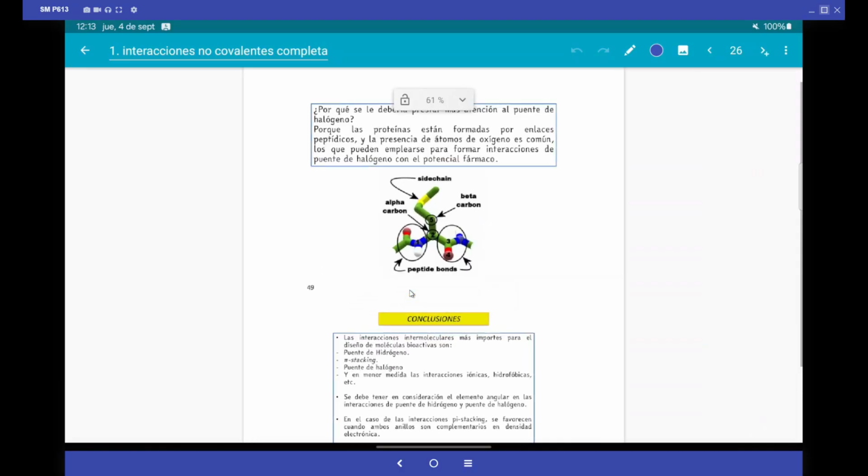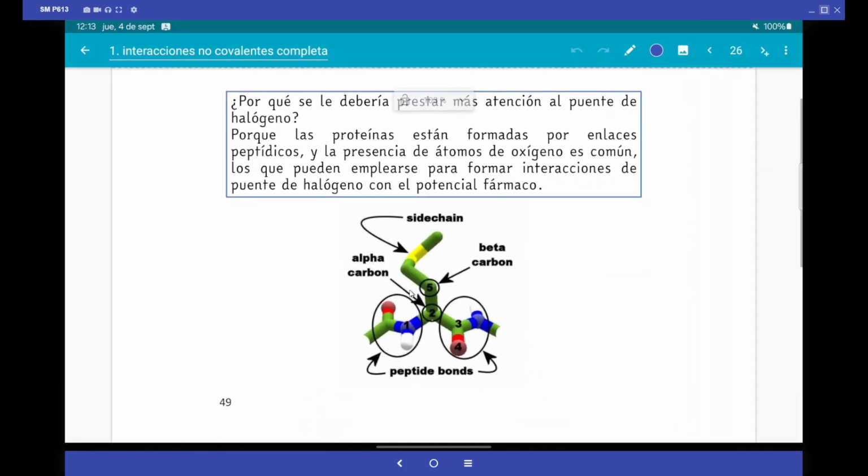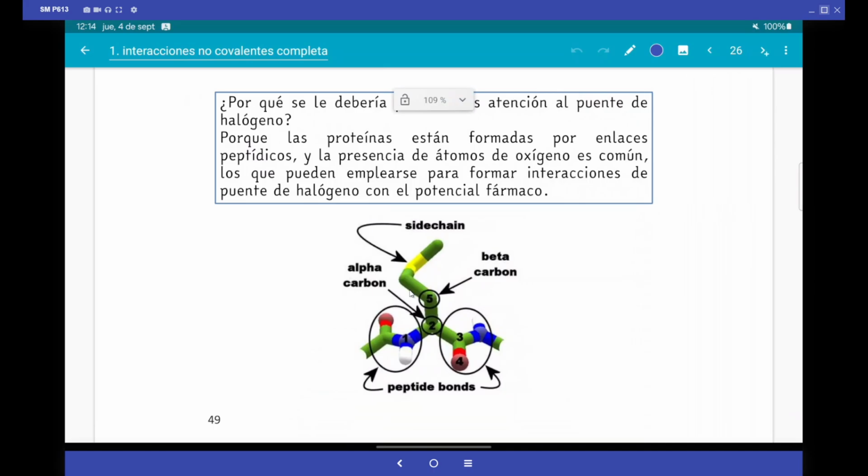And the last one says here, why should attention be paid to the halogen bridge? Because the proteins are formed by peptidic links, and the presence of oxygen atoms is common. That is, the entire backbone is full of oxygen, which can be used for halogen bridge interactions with the potential drug. So the halogen bridge will be able to be with the oxygen or with the nitrogen of the backbone, but mainly with the oxygen, and the side chain will be looking towards any other part.